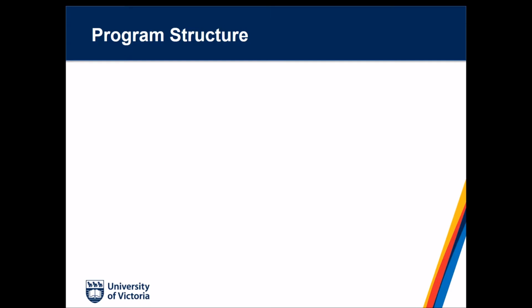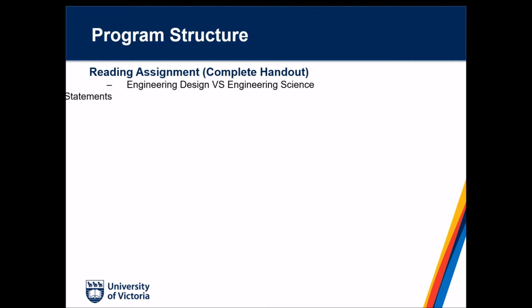So how is the program structured? In the week prior to the program, a reading assignment is disseminated and completed via a handout. The content includes a description of the differences in engineering design versus engineering science, the generation of design problem statements, and the description of a general design process.